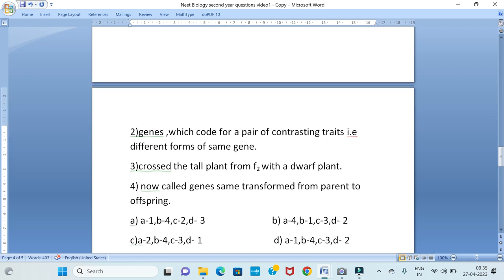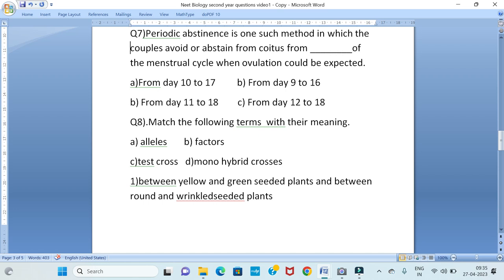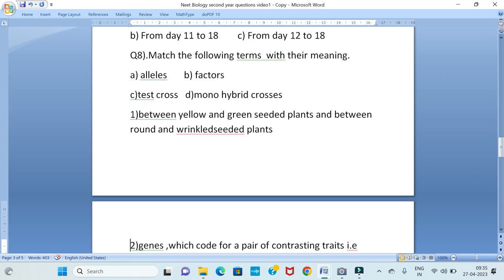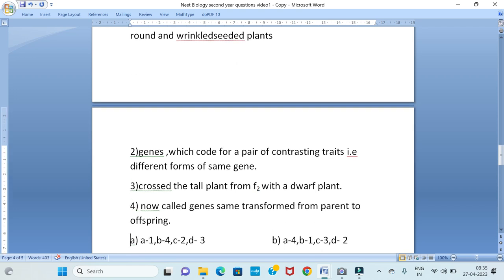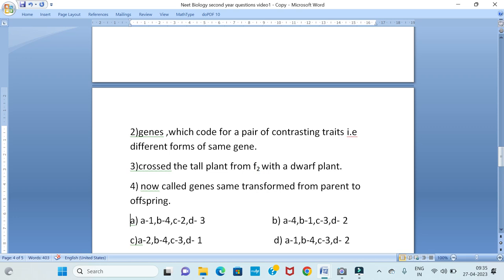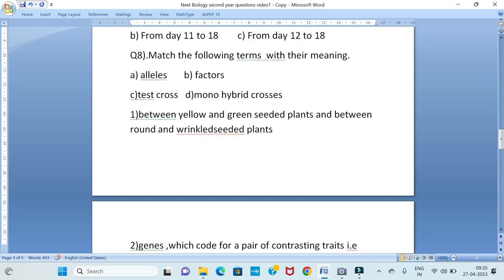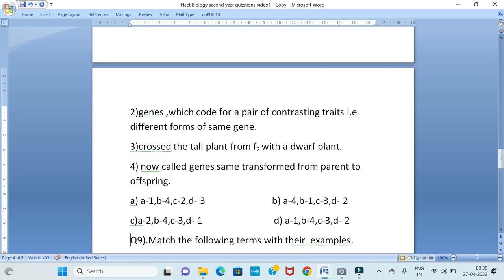What is the answer? The answer is C, A2. So alleles: alleles are genes which code for a pair of contrasting traits, that is, different forms of the same gene. Next, B4. What is B? Factors. Now called genes, the same transferred from parent to offspring.